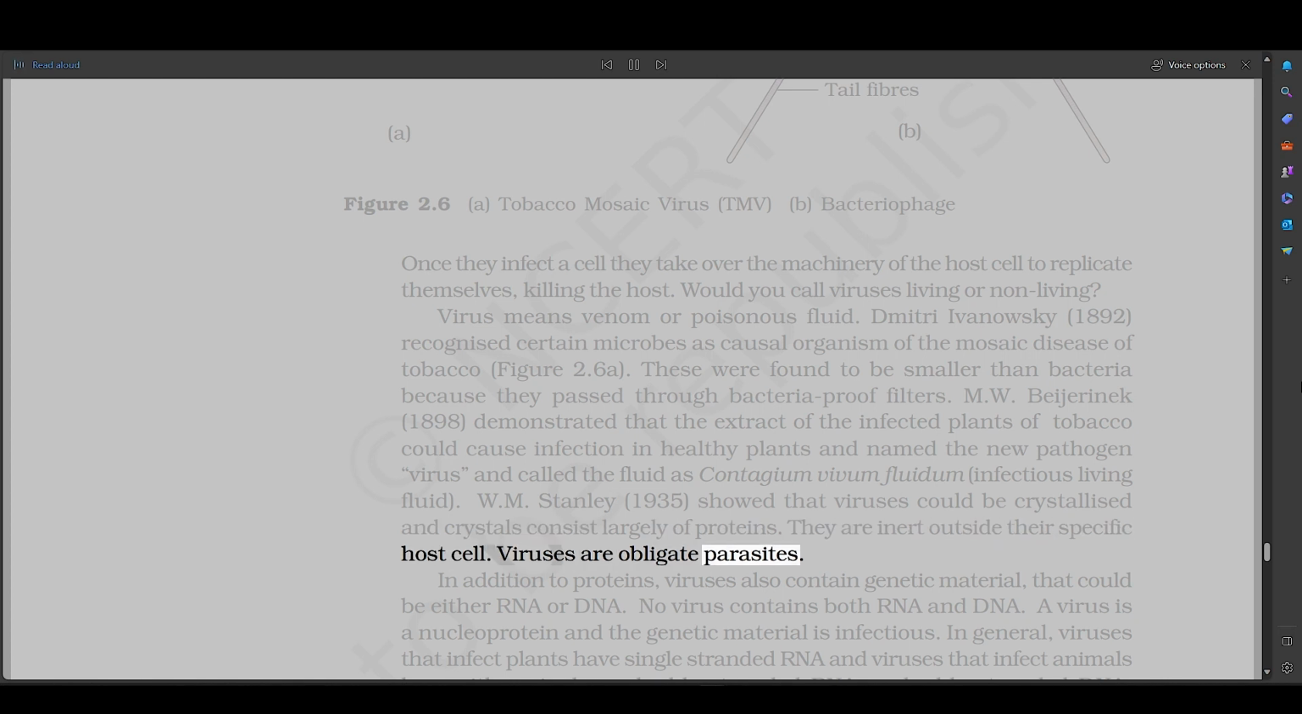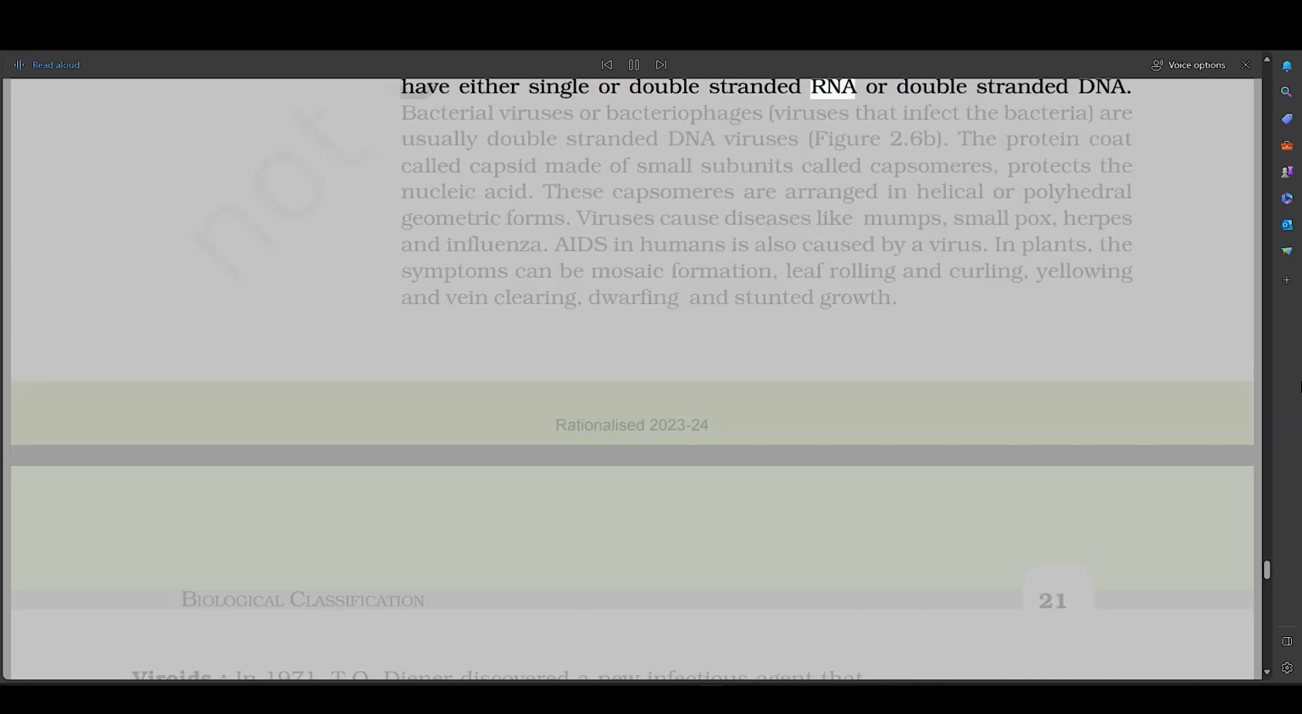Viruses are obligate parasites. In addition to proteins, viruses also contain genetic material that could be either RNA or DNA. No virus contains both RNA and DNA. A virus is a nucleoprotein and the genetic material is infectious. In general, viruses that infect plants have single-stranded RNA and viruses that infect animals have either single or double-stranded RNA or double-stranded DNA. Bacterial viruses or bacteriophages, viruses that infect the bacteria, are usually double-stranded DNA viruses, figure 2.6b.